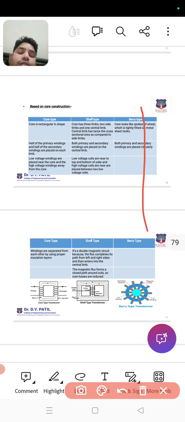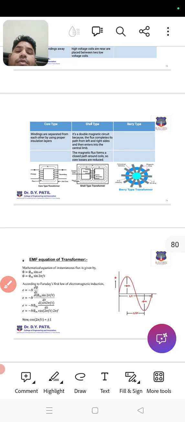And the berry type looks like a cycle spokes type. It consists of two windings. Always we have to write that it consists of two windings, as I taught in the class. There are two windings, and as per mutual induction, when the primary power is fed to the primary coil, the same current is transferred to the secondary winding. That is nothing but the working; it works on mutual induction.